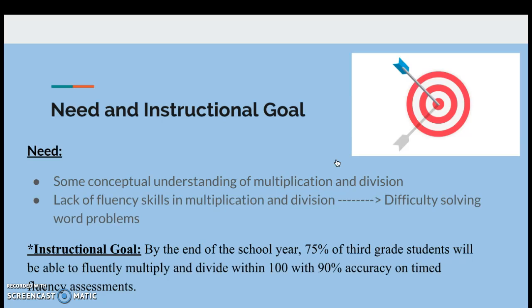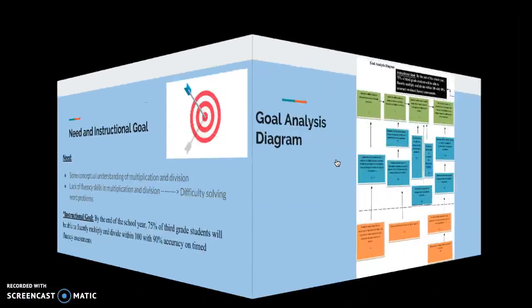The instructional goal that was created is: by the end of the school year, 75% of third grade students will be able to fluently multiply and divide within 100 with 90% accuracy on timed fluency assessments.